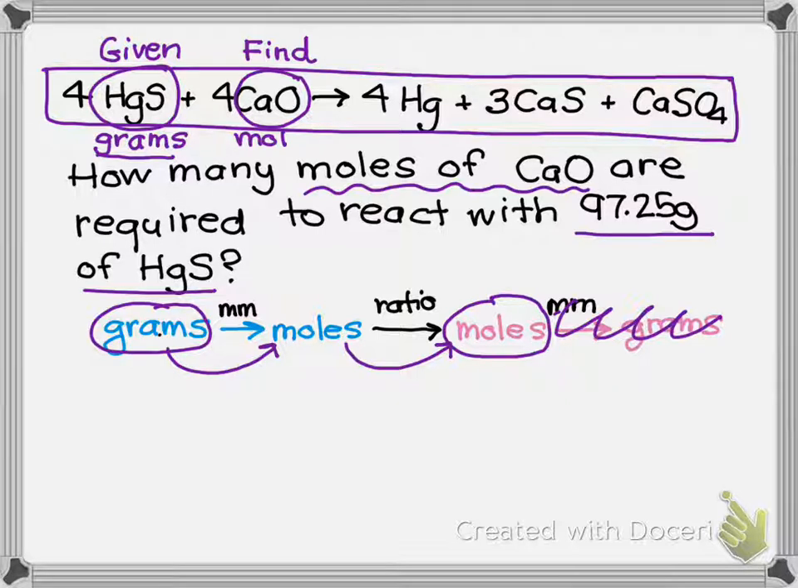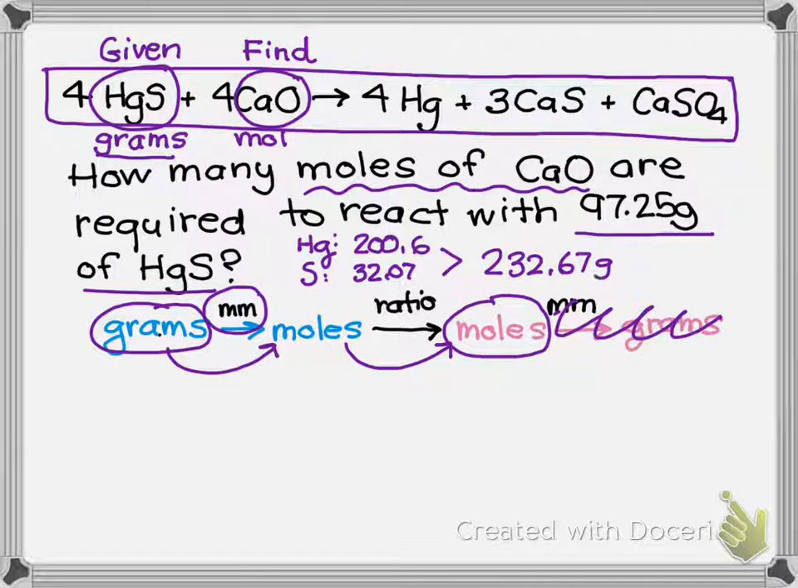So the first thing I need to do to go from grams to moles is figure out the molar mass. So let's see, for mercury, I have grams of mercury sulfide. So mercury is 200.6 and sulfur is 32.07. So if I add these two things together, 200.6 plus 32.07, and I get 232.67 grams per mole.